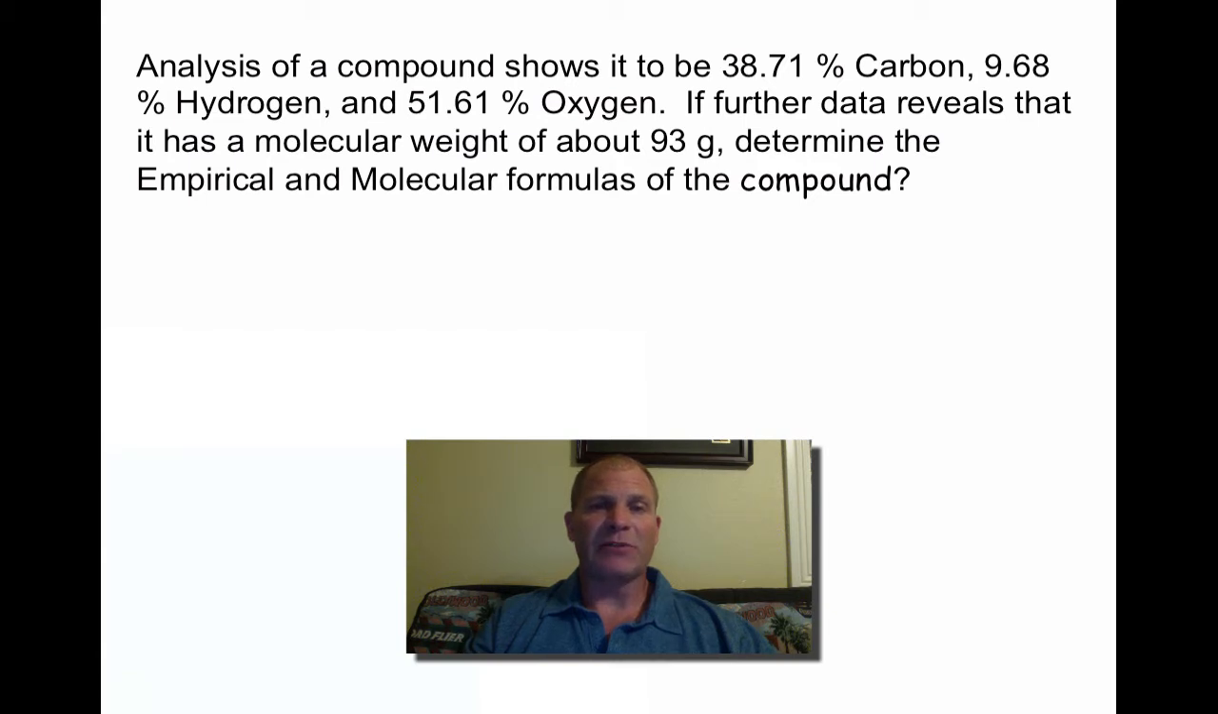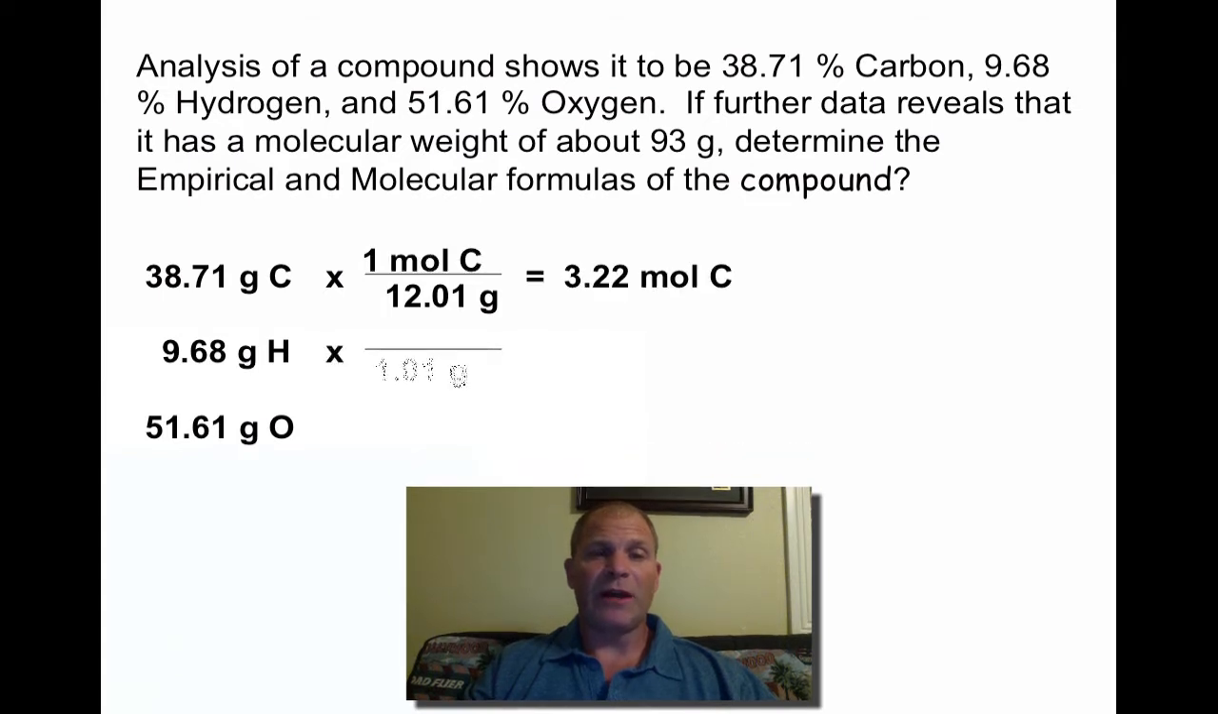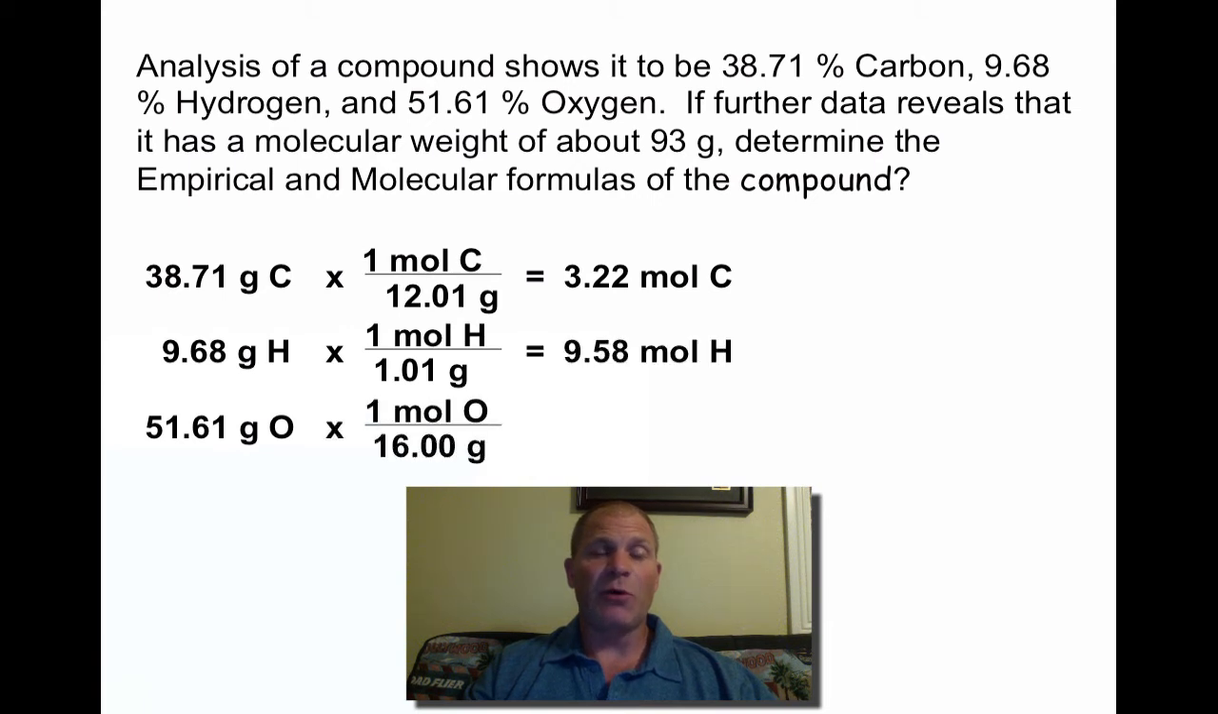Again, I change my percent to grams. So I have 38.71 grams of carbon, 9.68 grams of hydrogen, and 51.61 grams of oxygen. Then I must get them to moles. I do that by way of molar mass, which I get from the periodic table. Carbon weighs in at 12.01, hydrogen weighs in at 1.01, and oxygen weighs in at 16.00, and all of those are grams per every mole. And I put moles or grams for one reason, so my grams cancel out, but mathematically all I'm doing is dividing by my molar mass.